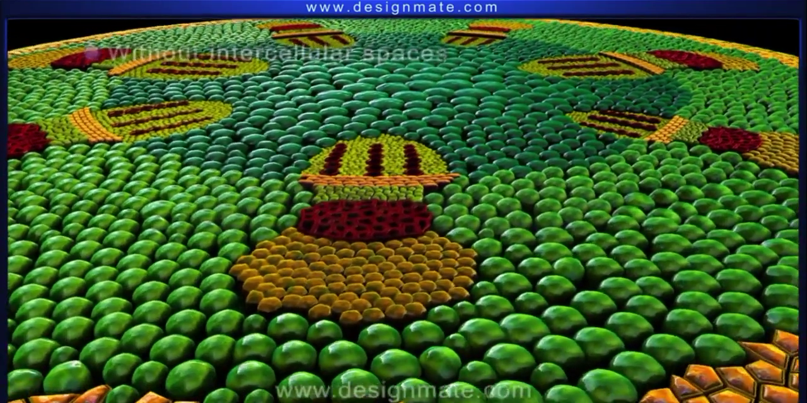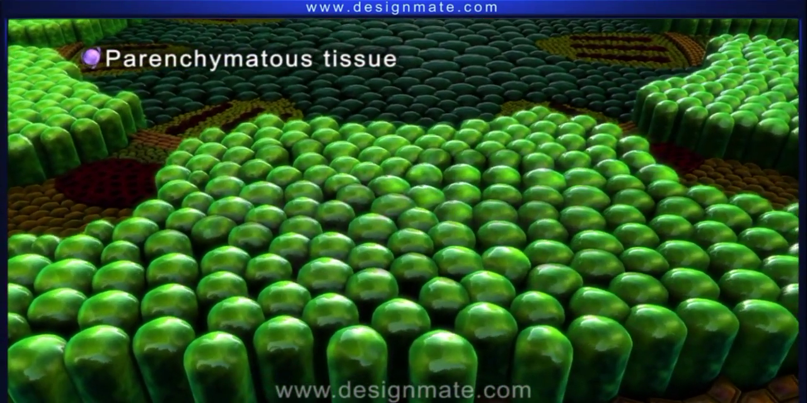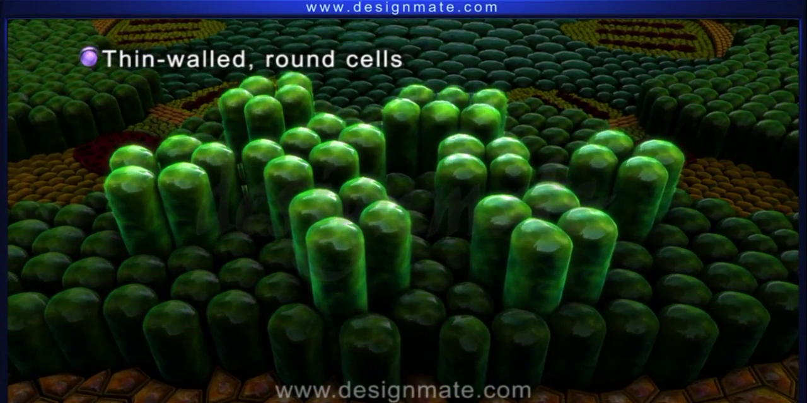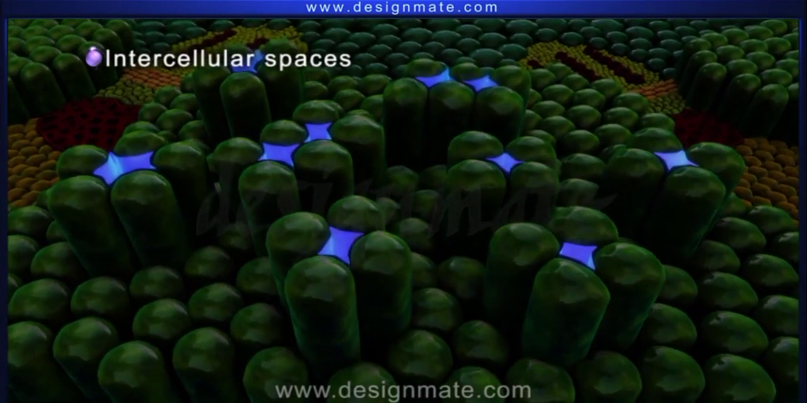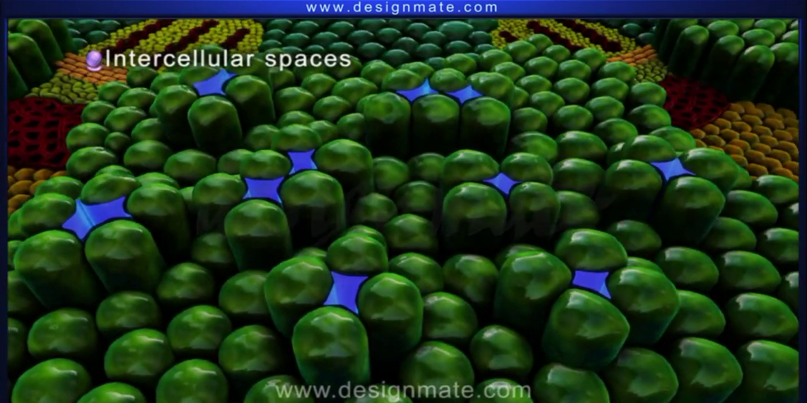Next to the collenchymatous tissue is the parenchymatous tissue. This tissue is made up of thin-walled round cells and forms the major component of the stem. The cells are loosely packed with large spaces in between them, called intercellular spaces.